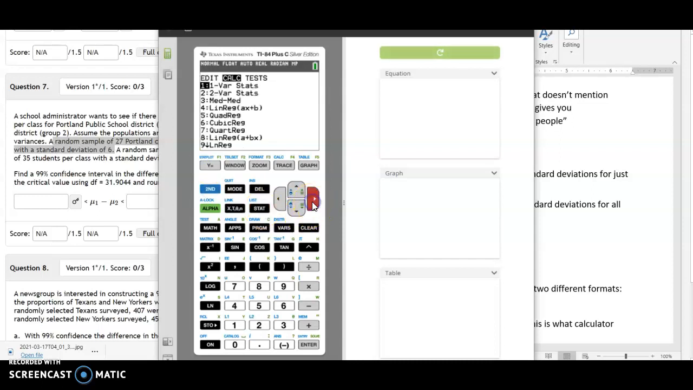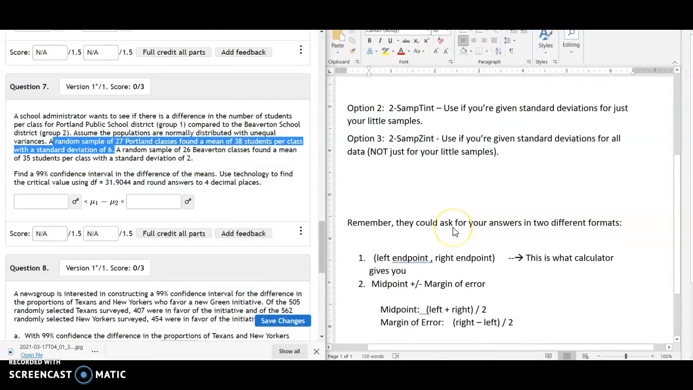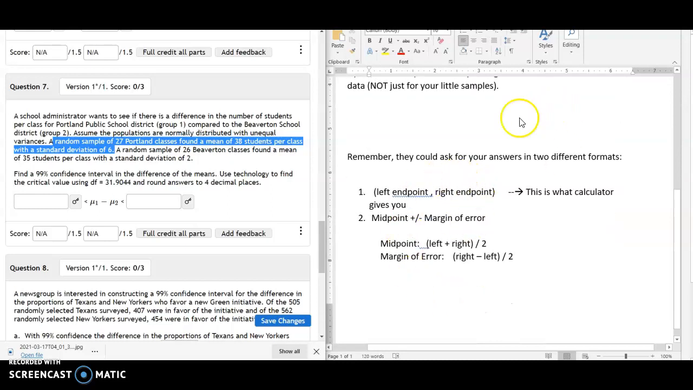And then the 2-PropZInt. Okay, it looks like that, where X1 is how many people you have out of a sample size of N1. And then this is for the other sample. Okay, so in terms of typing it in, it's pretty straightforward there.